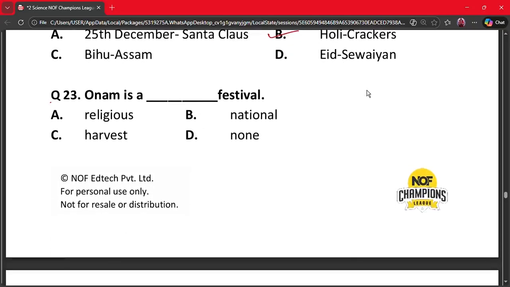Our next question is question 23. Onam is a dash festival. A. Religious. B. National. C. Harvest. Or D. None. The correct answer is option C. It is a harvest festival in Kerala. It marks the harvesting season as it is related to agriculture.